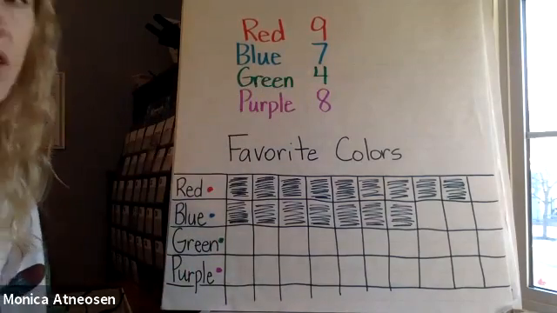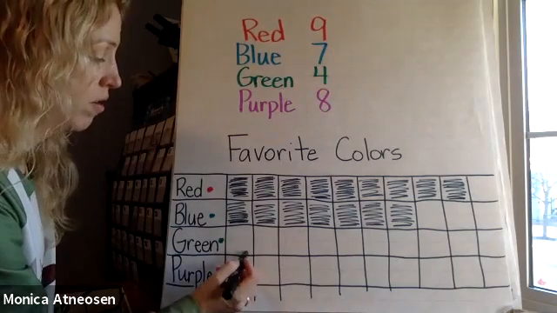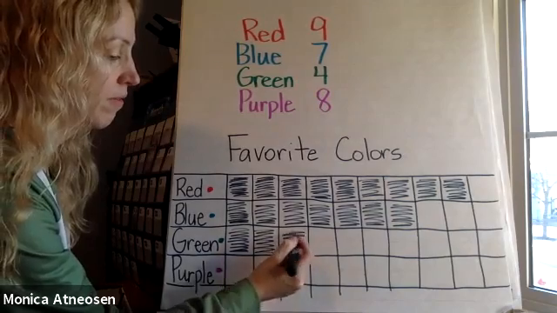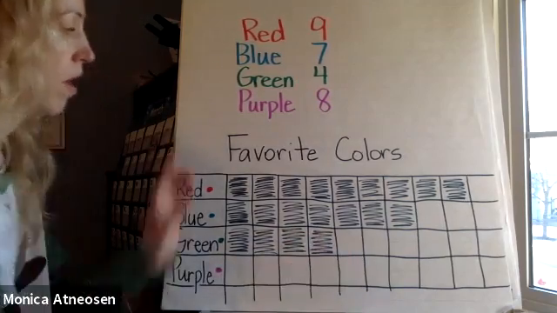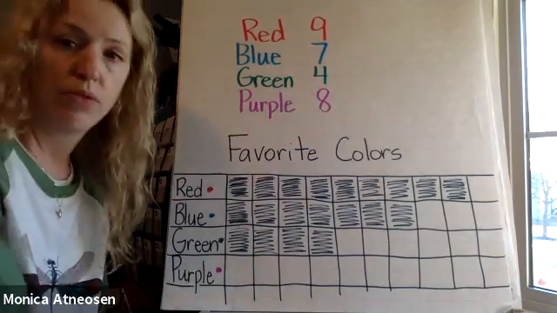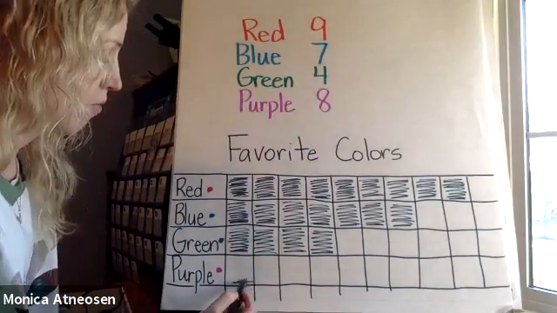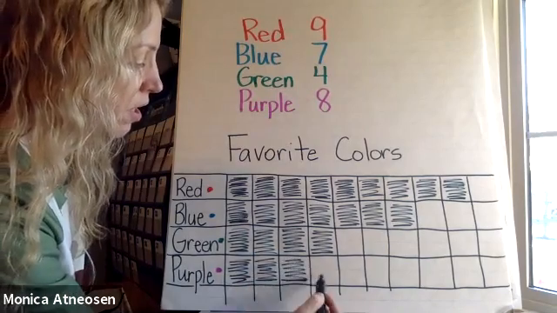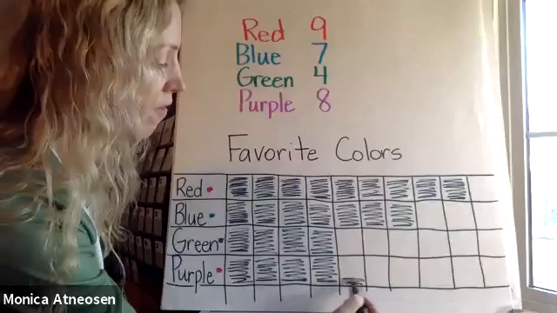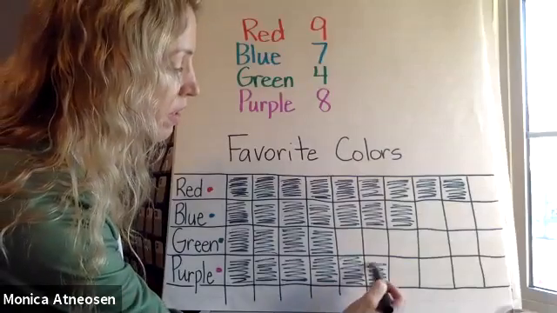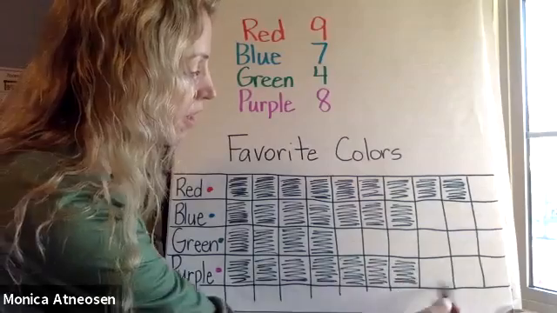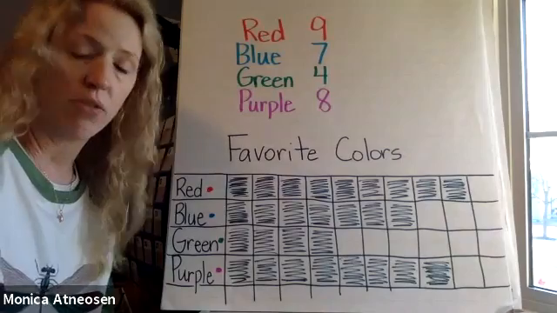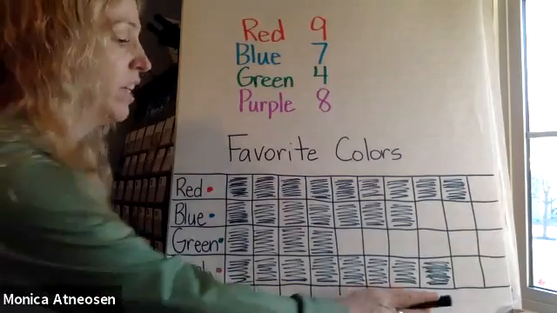And then I'm going to do green. And green needs, yep, you guys got it, 4. 1, 2, 3, and 4. And the last one was purple. So I need, yep, 8. You see that? 1, 2, 3, 4, 5, 6, 7, and 8.